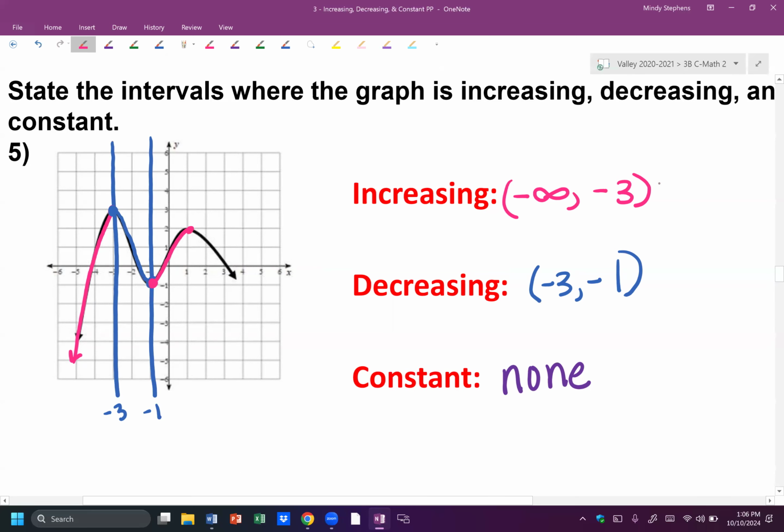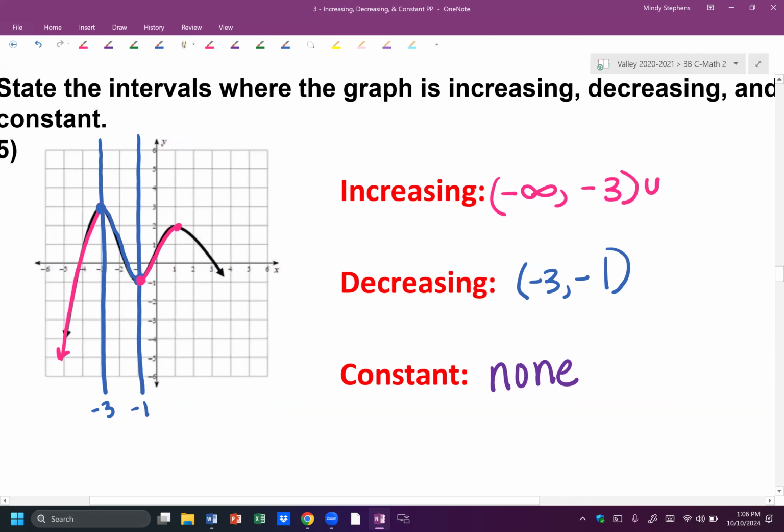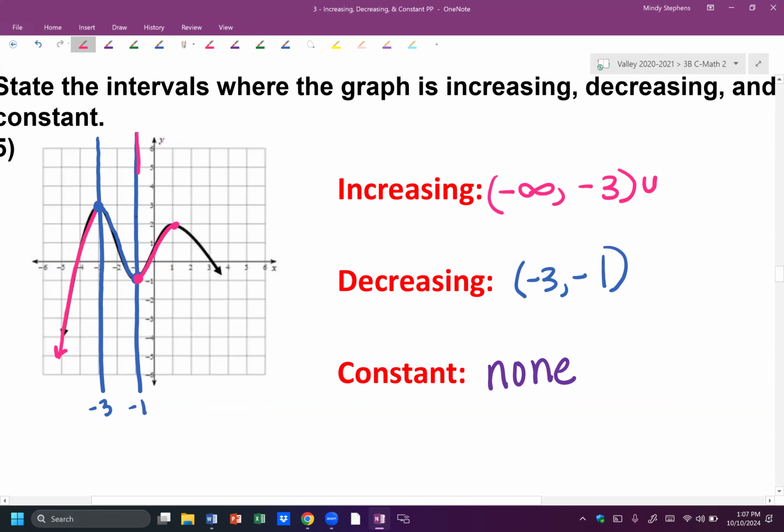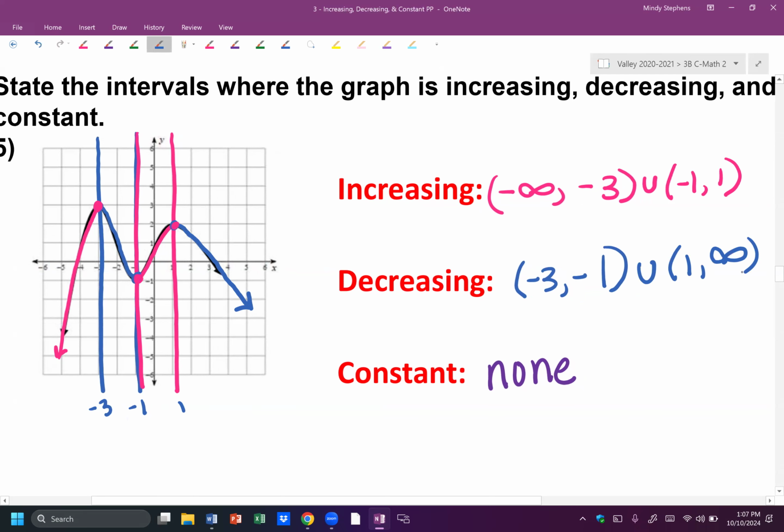So we're going to put a union. And it starts at -1. And it goes to the top of the hill, which is at +1. So it goes from -1 to +1 for my increasing. Then it starts to decrease again. So I'm going to put a union, starts decreasing at that number, and then it keeps decreasing forever and ever and ever because it has an arrow. So it starts at +1 and it decreases forever and ever to the right side. So it goes to infinity.